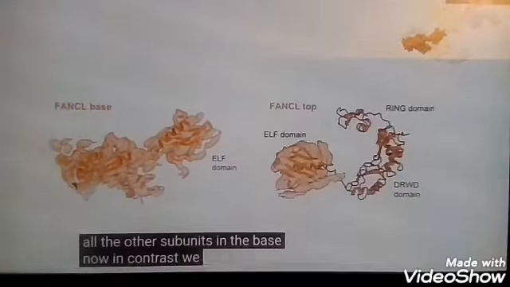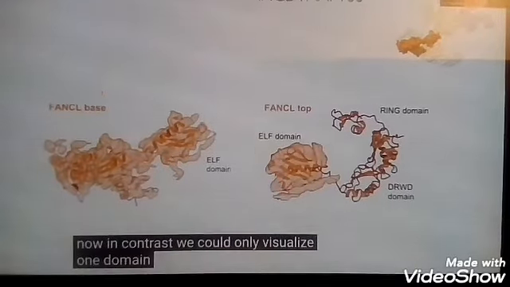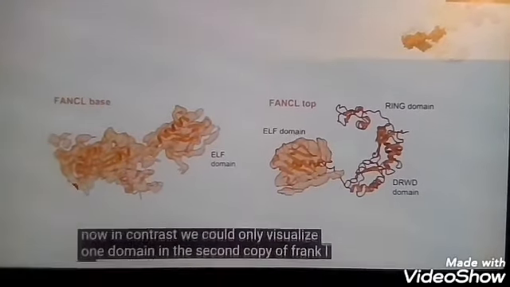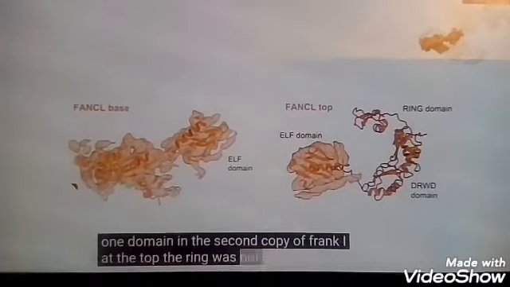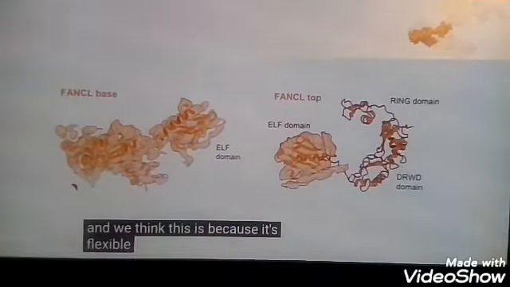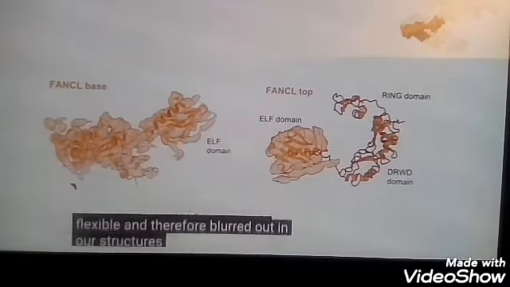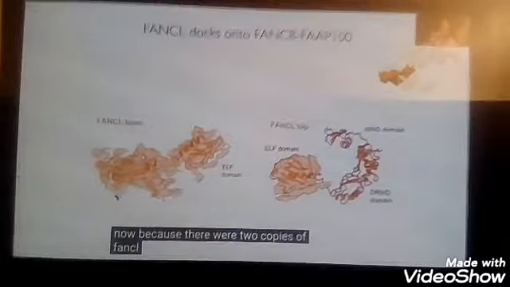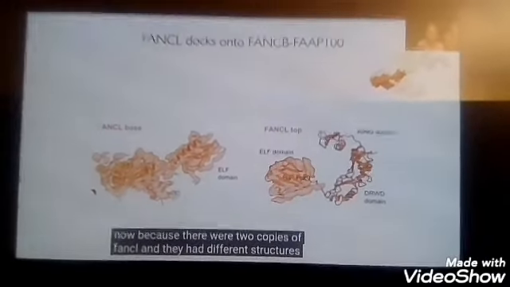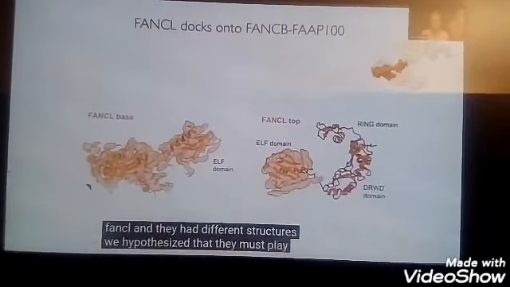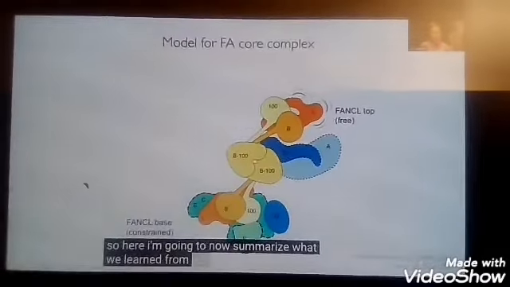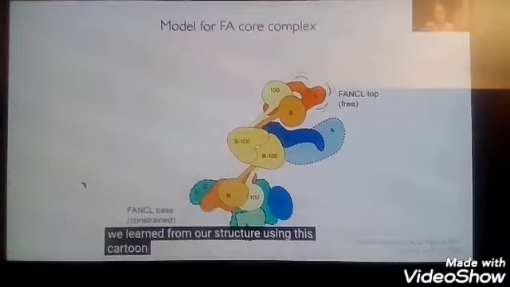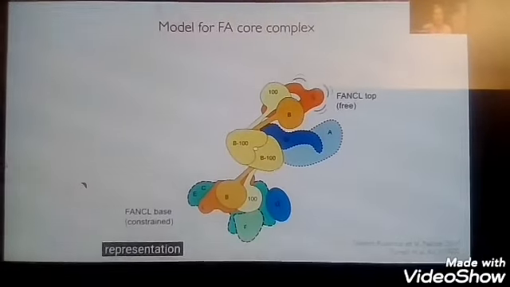And this FANC-L is really cradled by all the other subunits in the base. Now, in contrast, we could only visualize one domain in the second copy of FANC-L at the top. The ring was not visible, and we think this is because it's flexible and therefore blurred out in our structures. Now, because there were 2 copies of FANC-L and they had different structures, we hypothesized that they must play different roles. So here is what we learned from our structure using this cartoon representation.